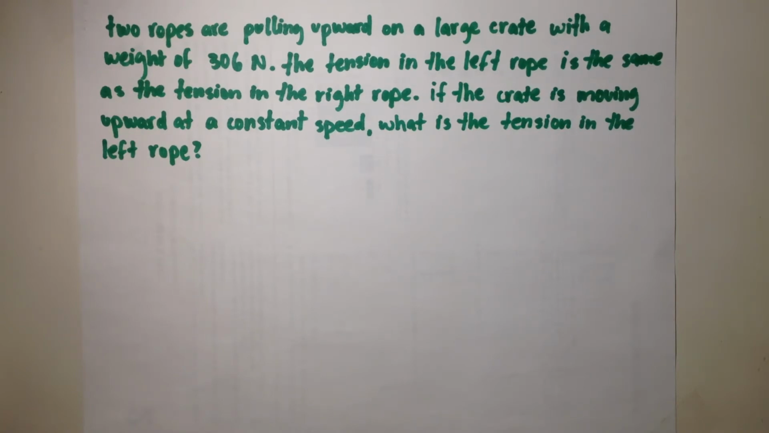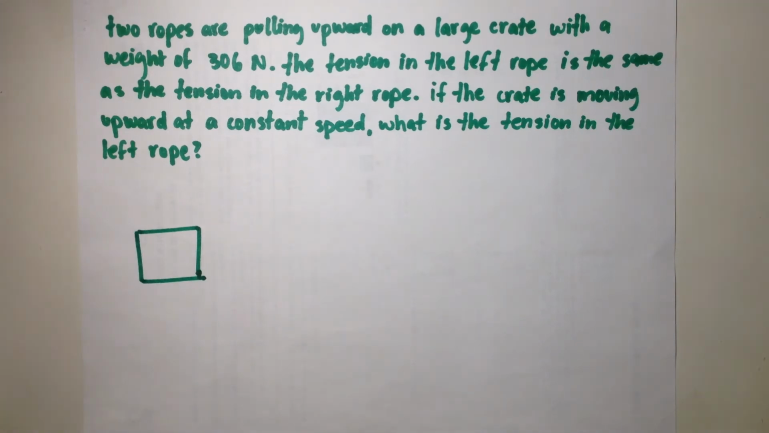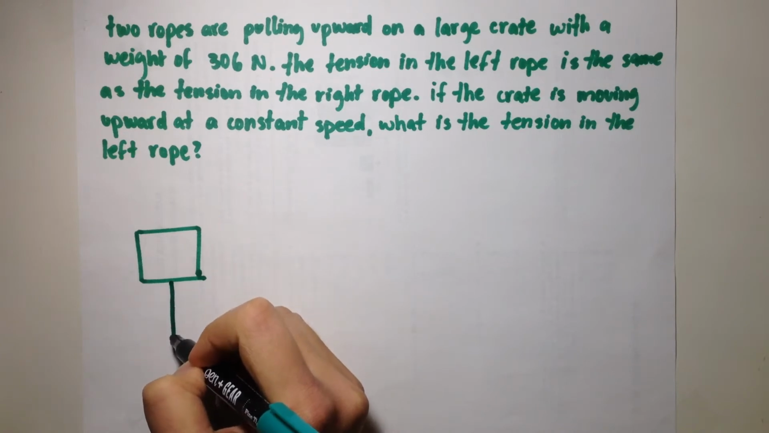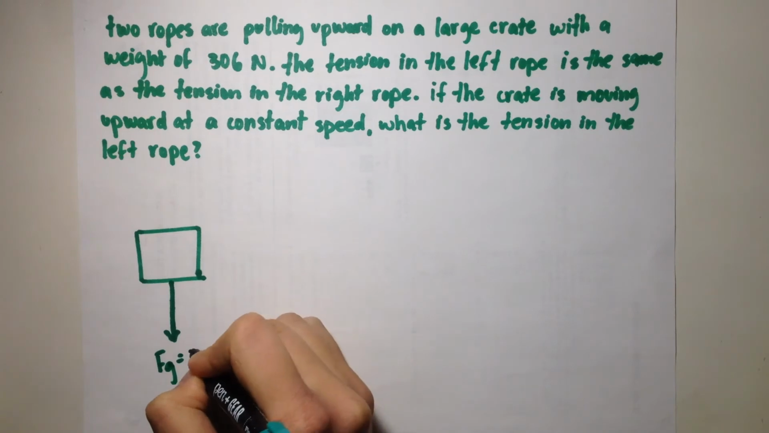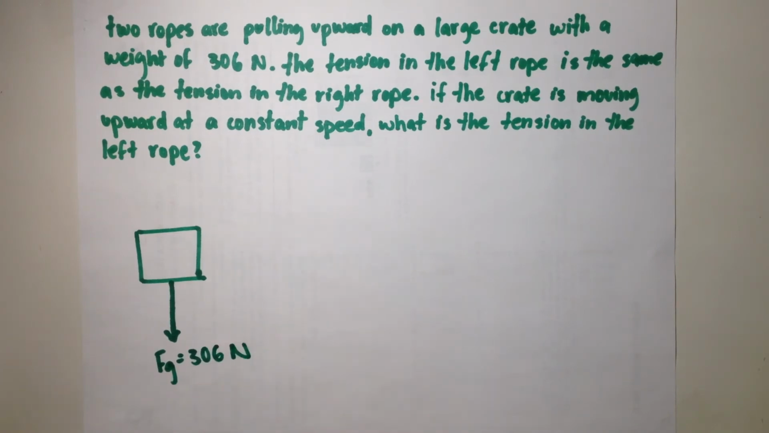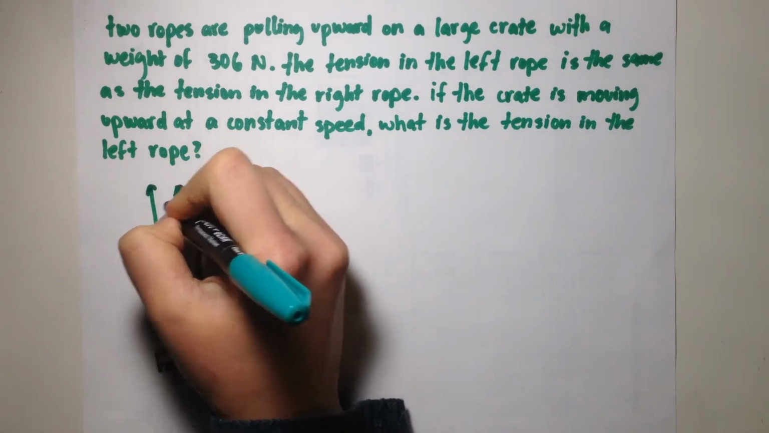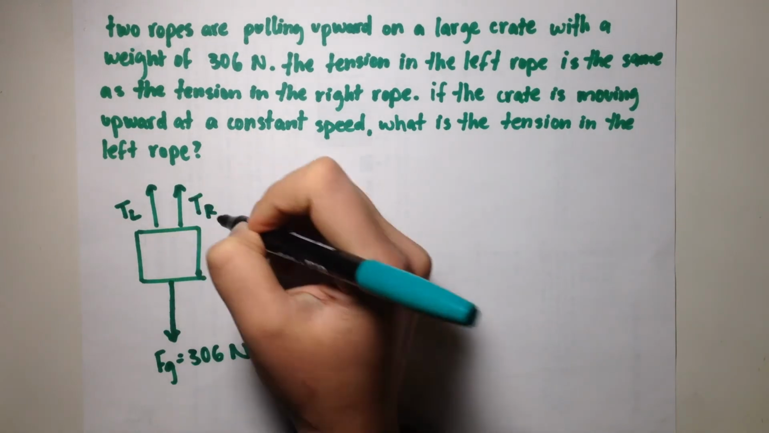So first, let's draw a free body diagram for this problem. So this is the crate, and it's 306 newtons. So the force due to gravity, which is the force downward, its weight is 306 newtons, and the tension moves upward, and there's two ropes, so left rope and the right rope. So the tension in the left rope is TL, and then the tension in the right rope is TR.